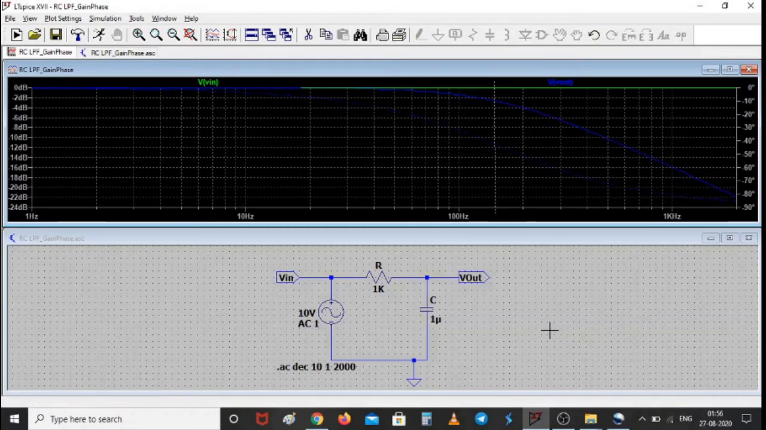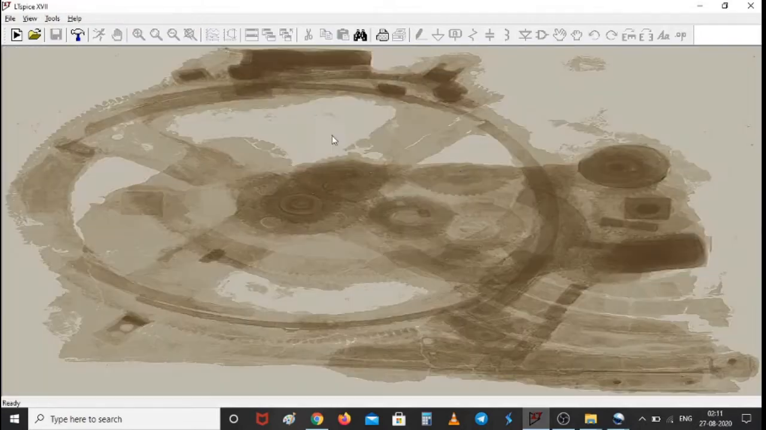So this is the magnitude response and the phase response of the RC low pass filter circuit when the input is a sinusoidal input. Okay, let me show you the step response of the RC low pass filter circuit.